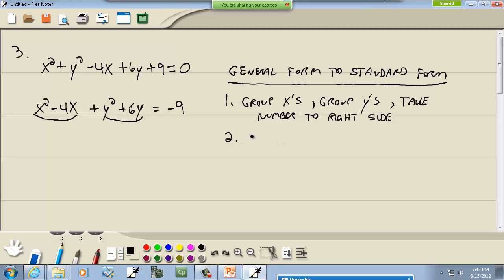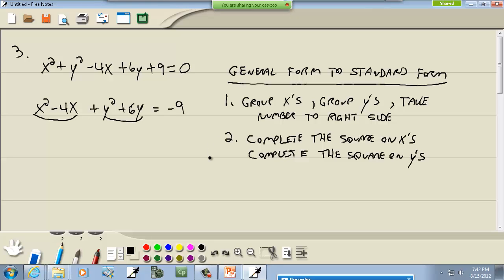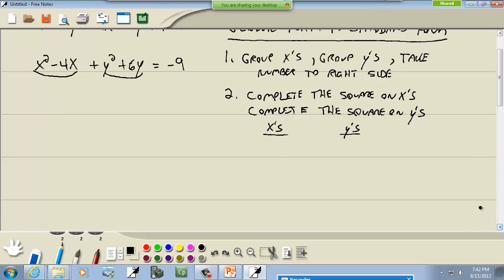Then step 2. We're going to complete the square on the x's and complete the square on the y's. Now if you remember completing a square from college algebra, I pretty well assume you don't, that's why I'm going over it.